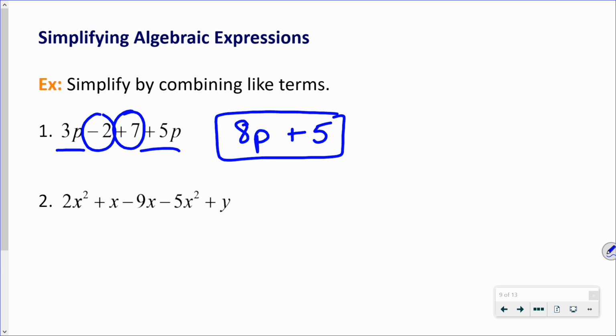And then in the next line, I'm going to have a few different x's here that can be combined, but we need to be careful about this because our definition of like terms said you have to have same variable, same exponent.